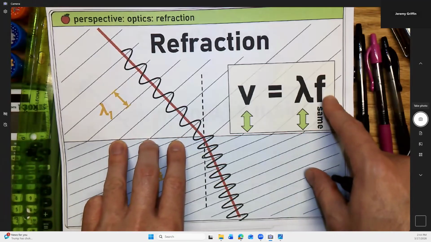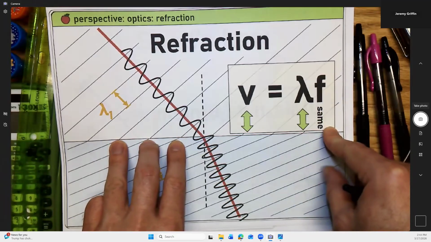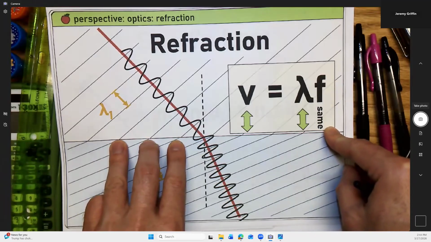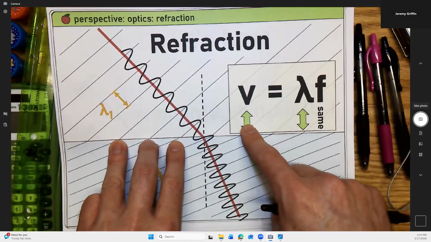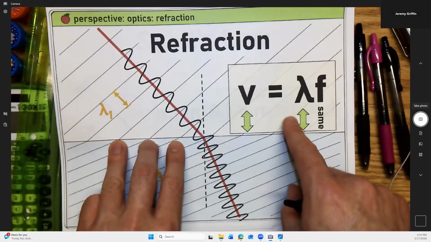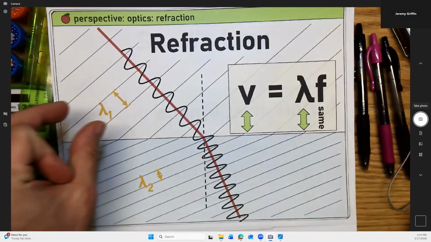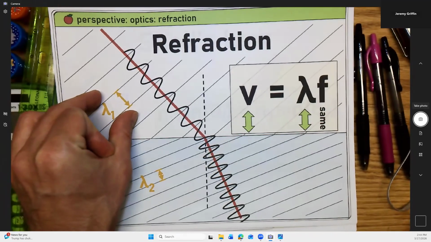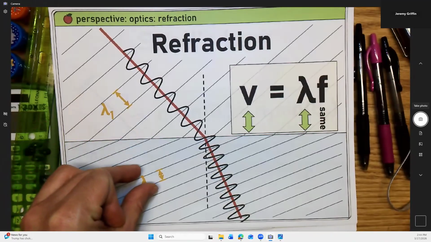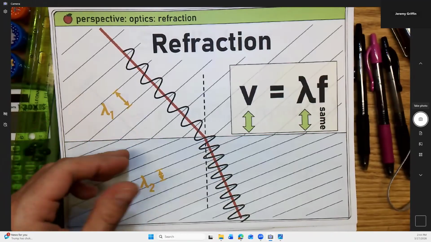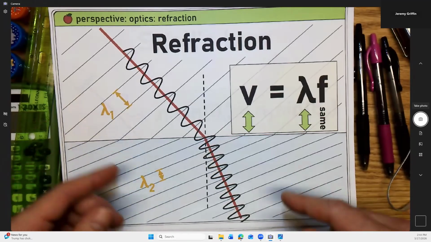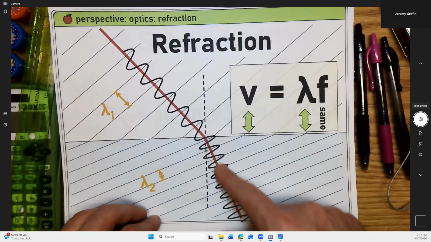So this frequency has to be the same on both the side of the air and the water. But if it slows down, then something else has to change, which is that the wavelength has to decrease. You can see that here too. Here's the wavelength on the side of the air and on the side of the water. You guys see how it's shorter like that? Well, if the wavelength decreases, then the resulting effect is that the light has to bend.